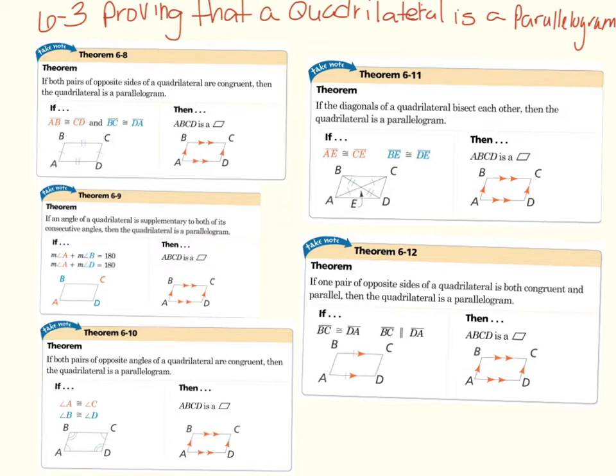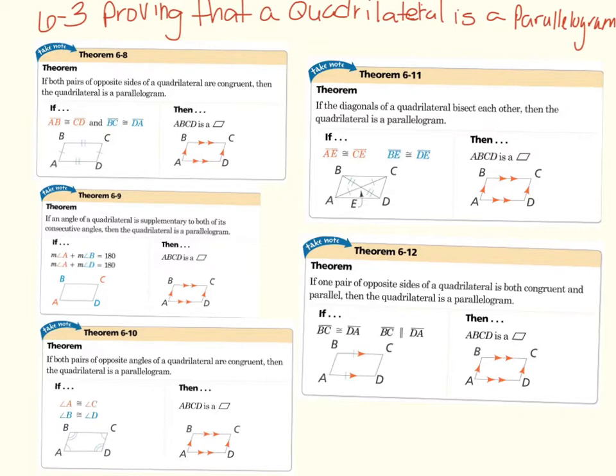There's 5 theorems listed here. The first one is theorem 6-8, and it says if both pairs of opposite sides of a quadrilateral are congruent, then the quadrilateral is a parallelogram. So if I already know that both pairs of opposite sides are congruent, then I know that it's a parallelogram. The next one, if an angle of a quadrilateral is supplementary to both of its consecutive angles, then the quadrilateral is a parallelogram.